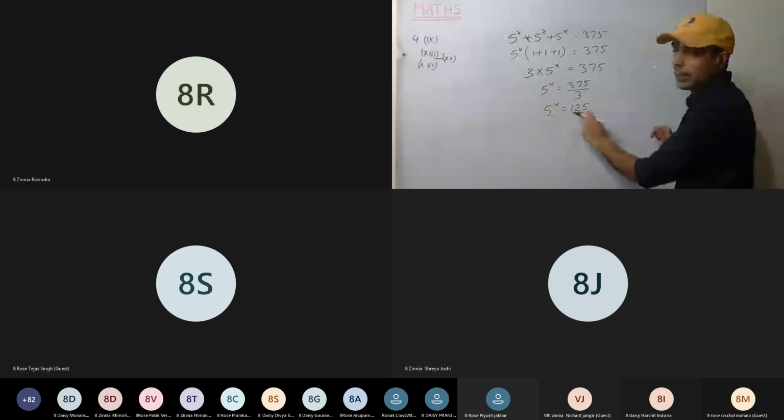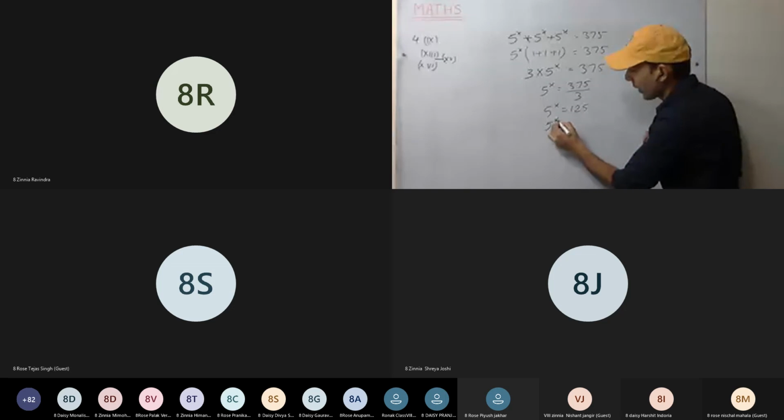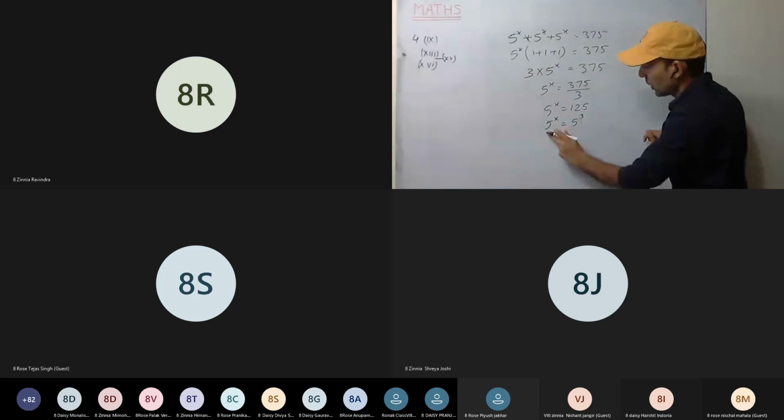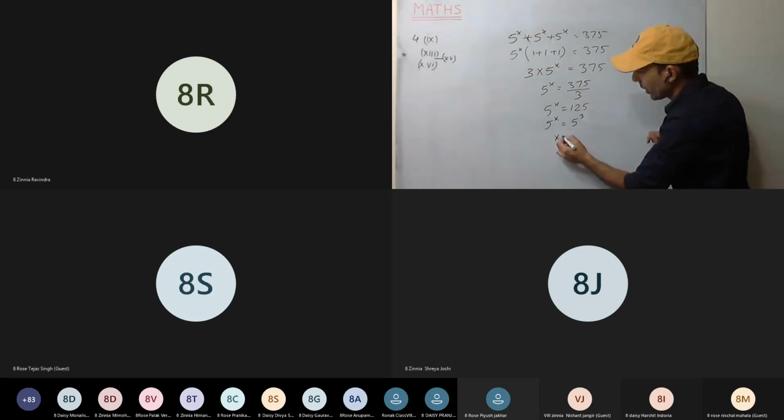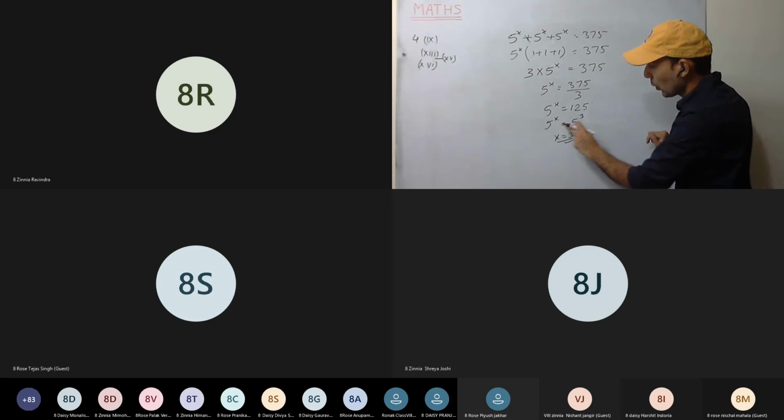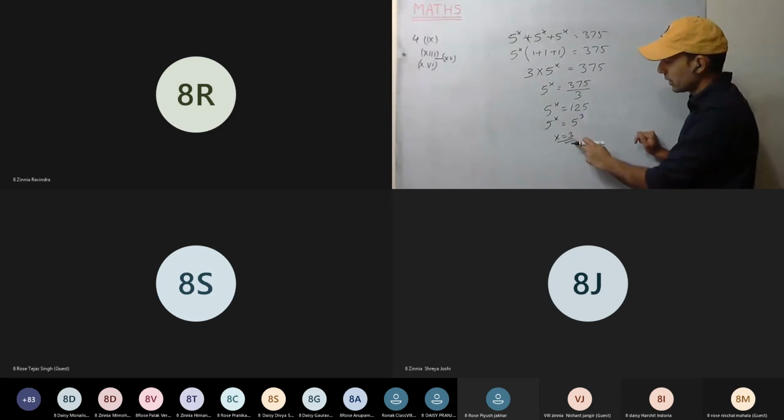So now make the base the same on both sides. On the LHS we have 5 raised to power x, and here 5 cube. As the bases are the same on LHS and RHS, therefore we can equate the powers. So what is the answer of x? Second question.